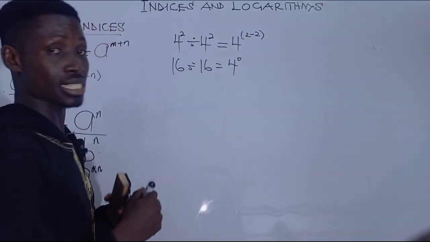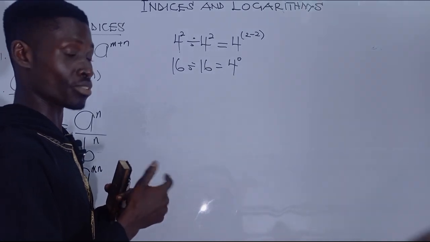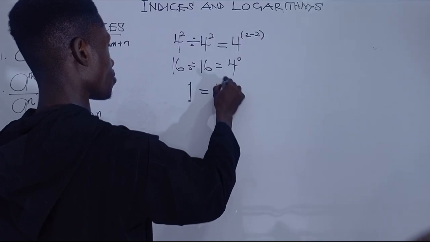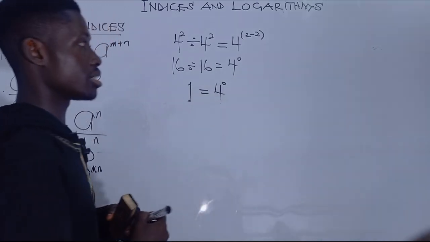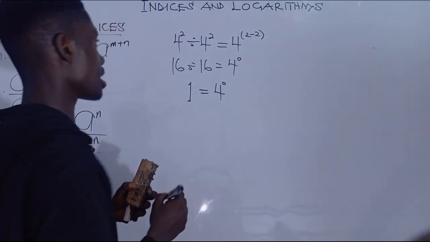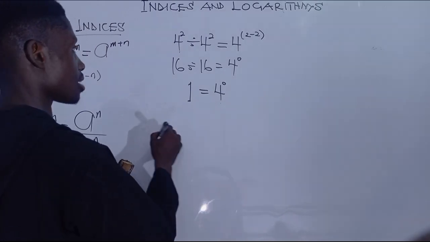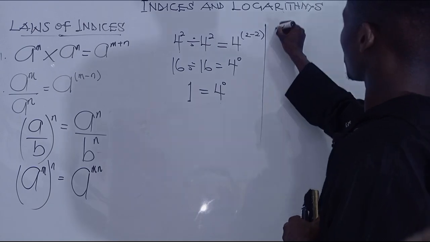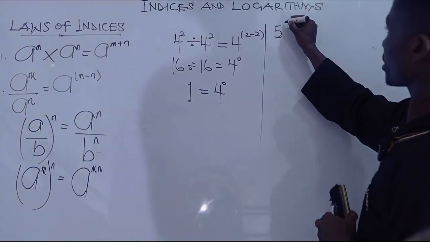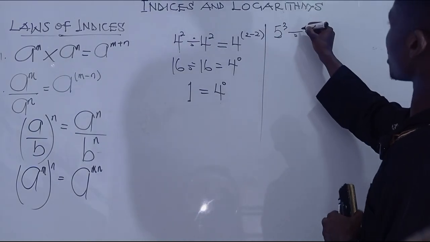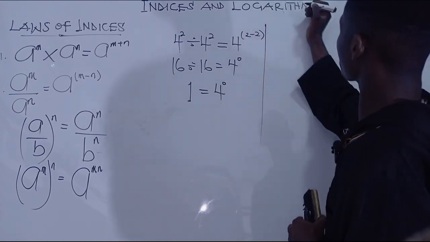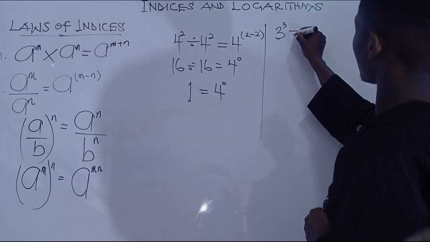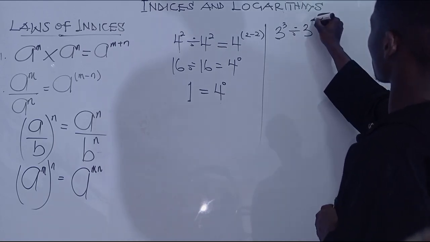Now 16 divided by 16 will give us what? It will give us 1, right? So we have 1. And this is equal to what? 4 raised to the power 0. Let's consider another example. Let's take it that you have 3 raised to the power 3 divided by 3 raised to the power 3.